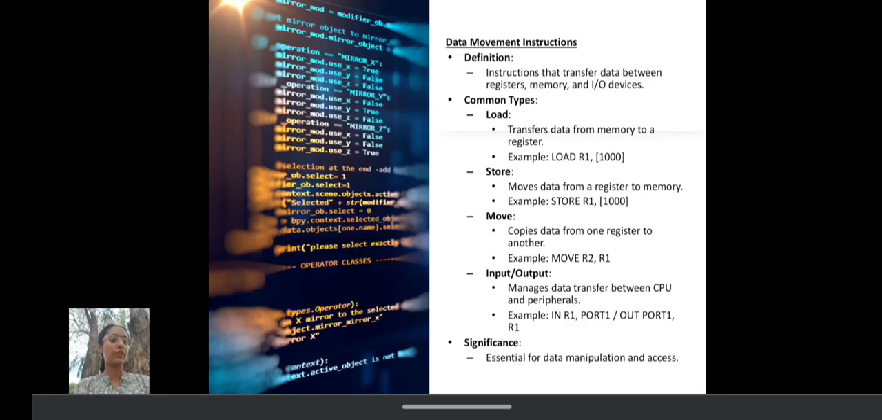And store moves data from a register to memory. Example is store R1 1000. And move copies data from one register to another. Example is move R2 R1. Input or output manages data transfer between CPU and peripherals. Example, IN R1, port 1 or OUT port 1, R1. And the significance is that it is essential for data manipulation and access.